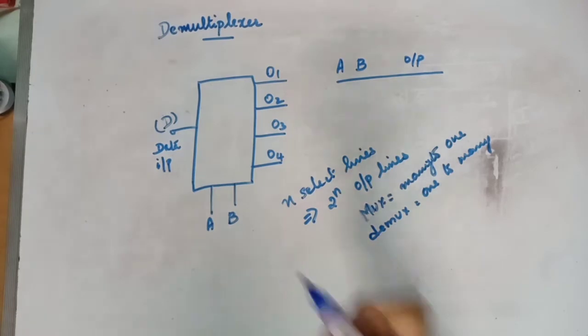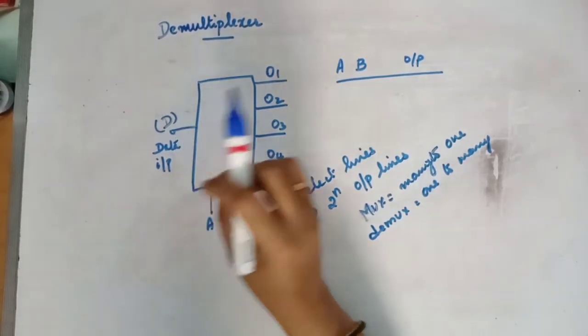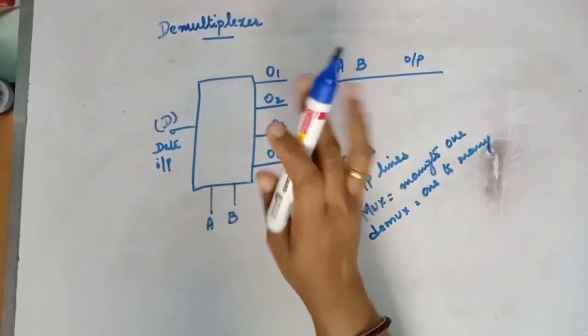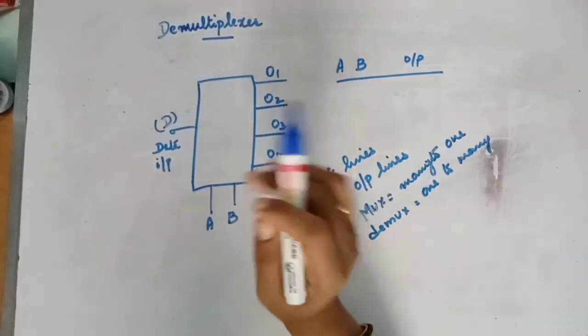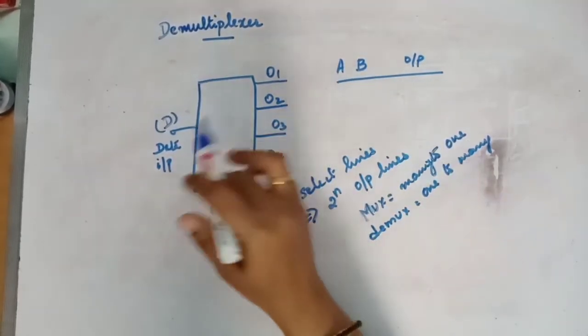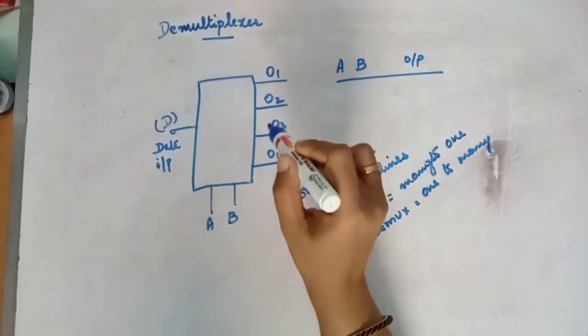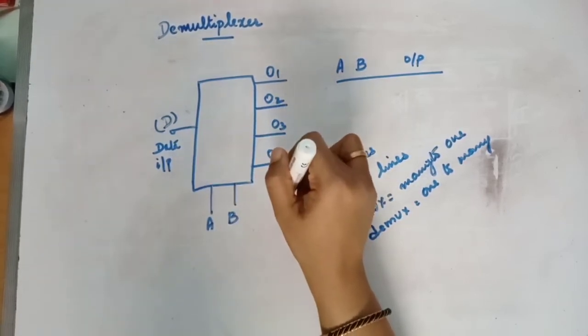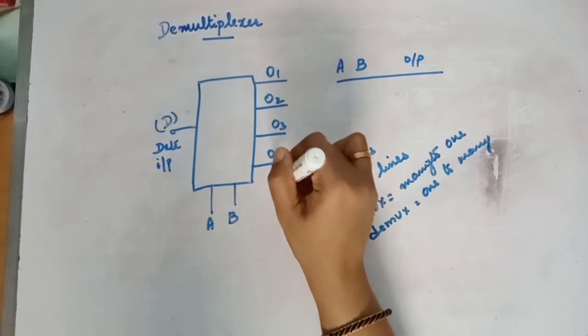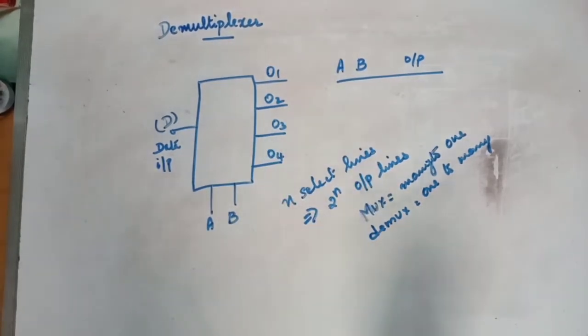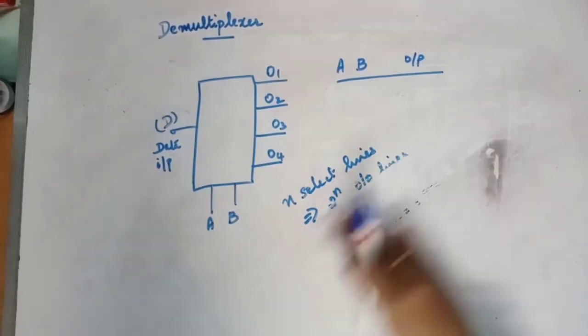That is, you are just giving this to a switch and you are placing that switch in some position, low or high, on or off. So this particular input will be propagated to one of the many outputs, depending on the value of your select input.